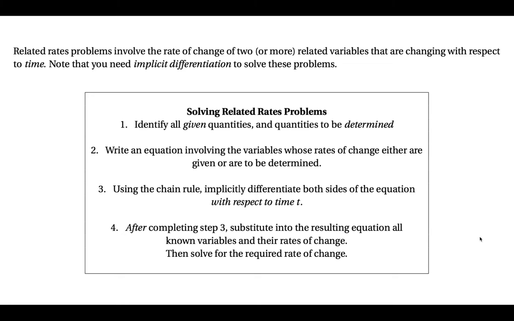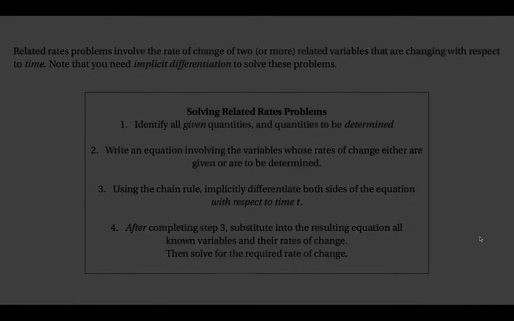So let's talk about our approach to solving related rates problems. The first thing you need to do is identify all given quantities and quantities to be determined. Then you want to write an equation involving the variables whose rates of change either are given or yet to be determined. Use the chain rule, implicitly differentiate both sides of the equation with respect to time t. After completing step 3, substitute into the resulting equation all known variables and their rates of change. Then solve for the required rate of change.